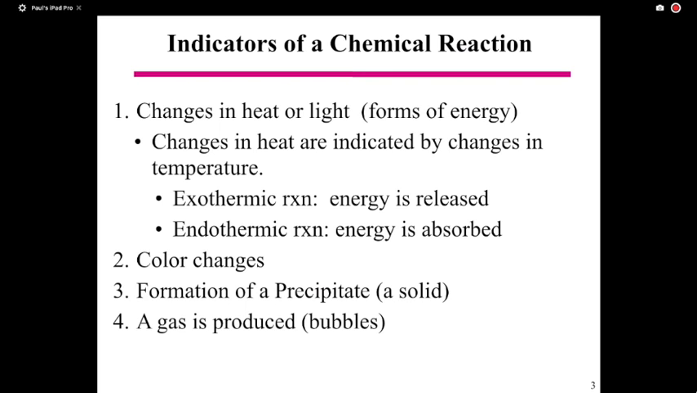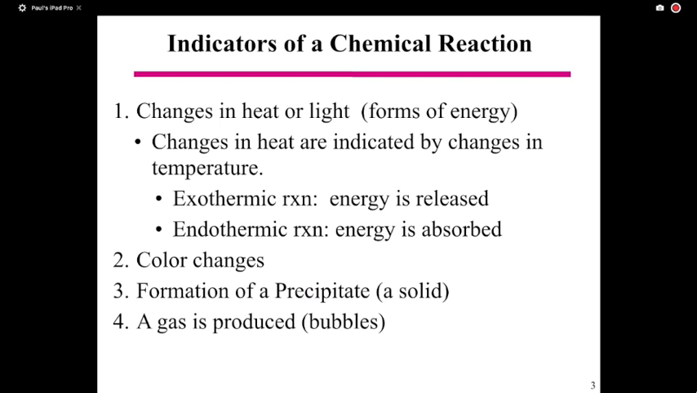Now, how in the world do you know if a chemical reaction has occurred? Most of the time, a chemical reaction has occurred if there is a change in the energy. And the change in energy could be heat or light, right? And if we're talking about energy, the instrument that we use to determine if something is happening is a thermometer. We're looking at temperature, the movement of temperature, which is a movement of energy.